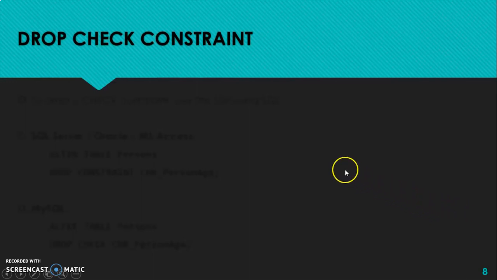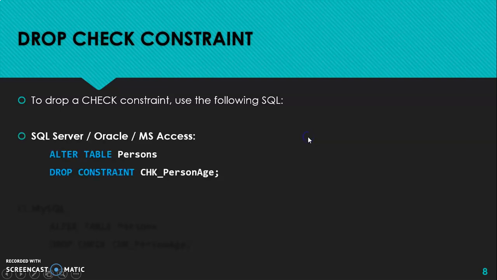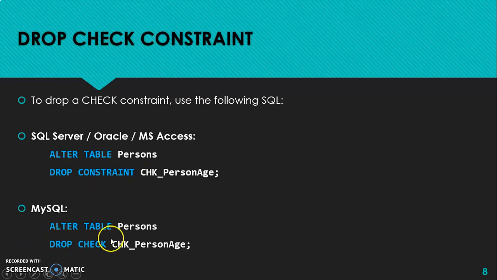Next is the dropping of the check constraint. Now to drop a check constraint, if you are using SQL Server, Oracle or MS Access as a database, then the statement is alter table name, that is the person, drop constraint and the constraint name that you want to drop. If you are using MySQL, alter table name, that is the person, drop check, this is the check constraint, and the constraint name, that is the check person age. So in this way you can drop the check constraint.